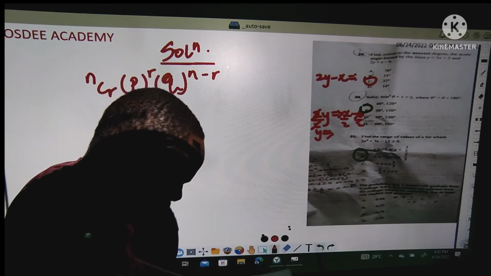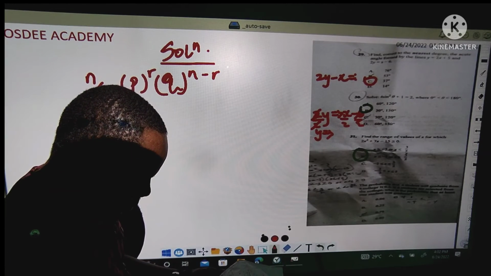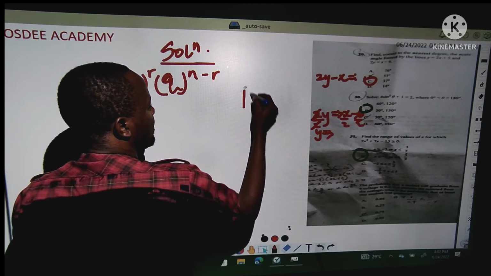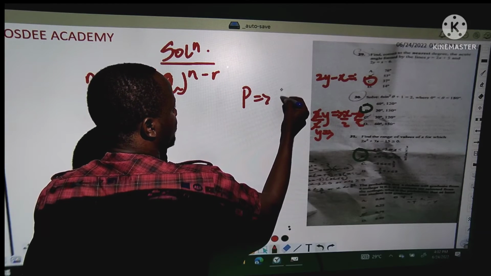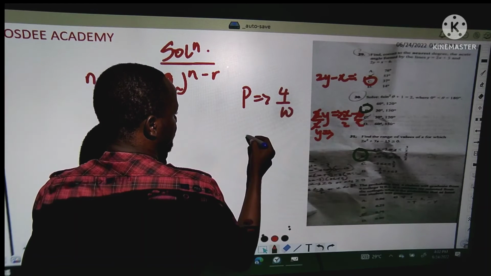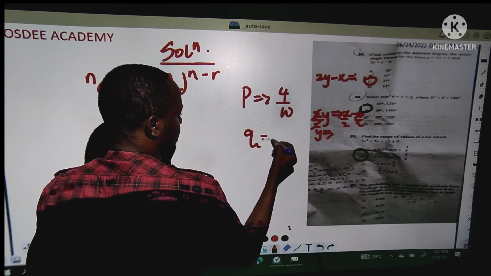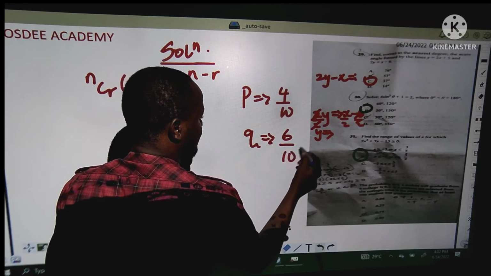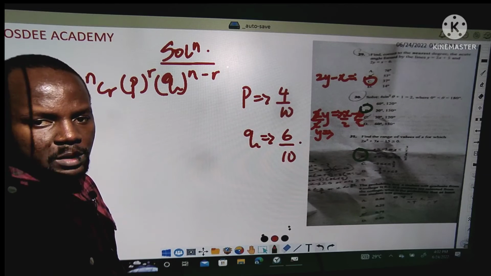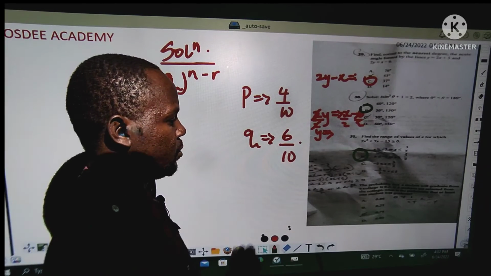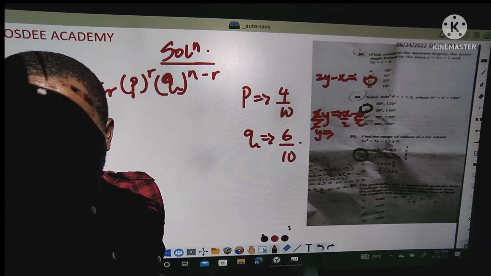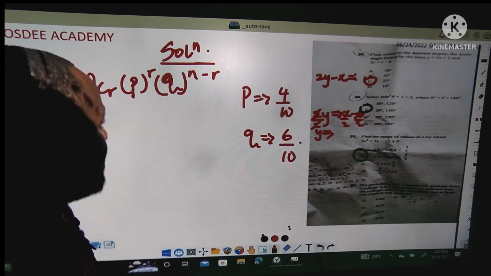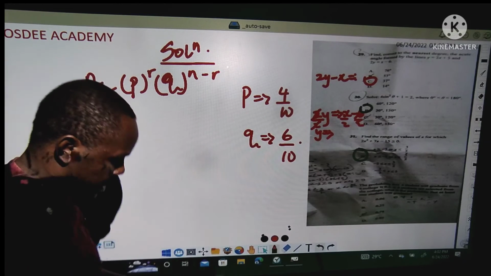So if the probability that somebody is going to graduate is 0.4, that's success. So P is success, 0.4, 4 over 10. Failure is our Q. That will be 6 over 10. I told you about that. Success plus failure must be equal to 1. So 1 minus 0.4 will give you 0.6. I'm explaining too much. This is not an explanatory class.